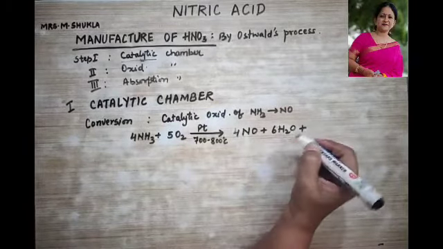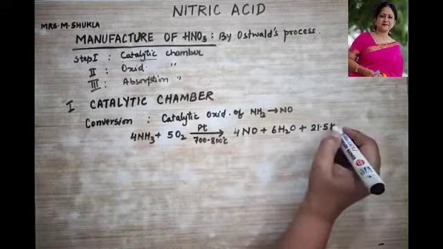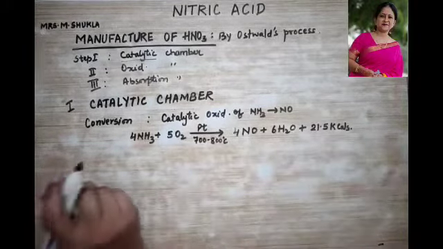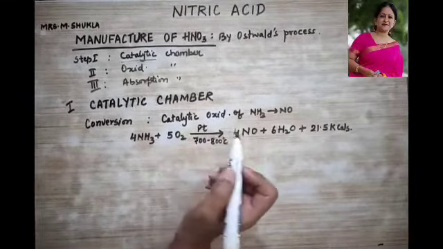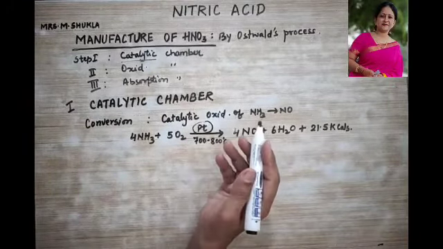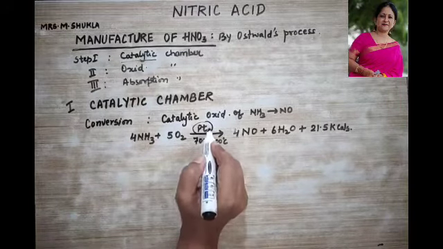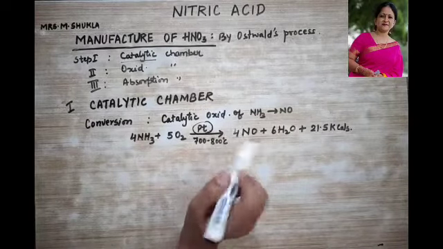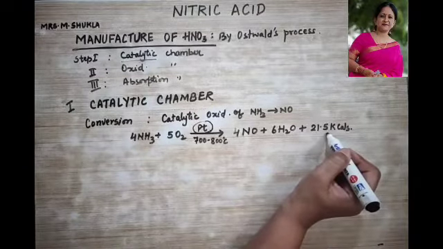It is also an exothermic reaction, and therefore a lot of heat is given out in the form of energy. How much? 21.5 kilocalories. So we can say it is a catalyzed reaction. Why? Because we are using a catalyst over here. What is the catalyst? That is the platinum that we are using over here. This is the platinum gauze. What is the temperature that should be maintained here? 700 to 800 degrees. What is the nature of the reaction? It is an exothermic reaction.